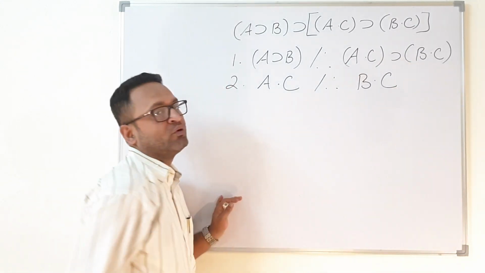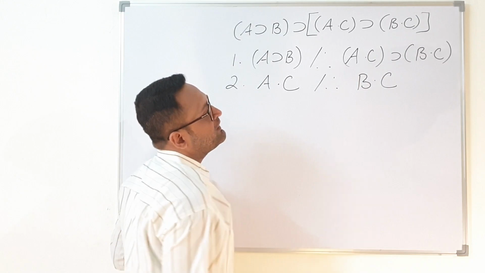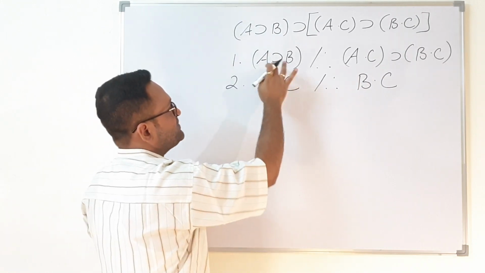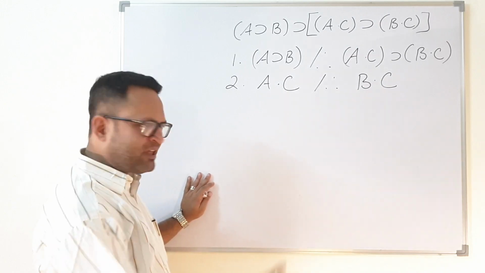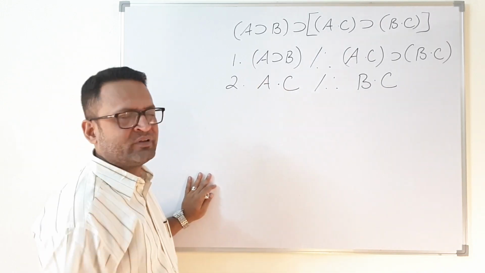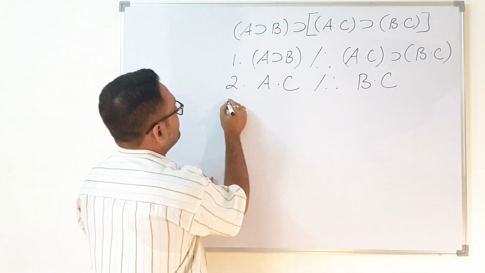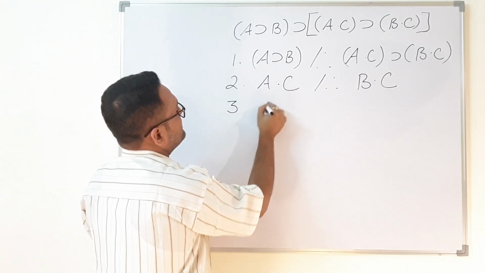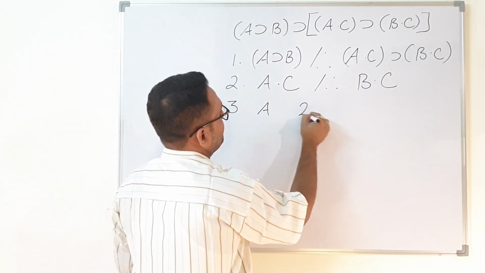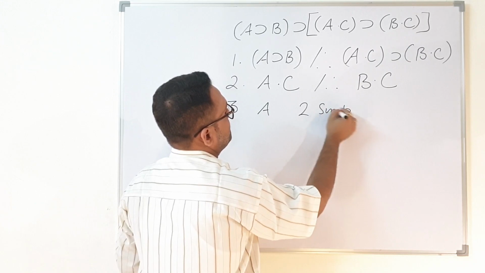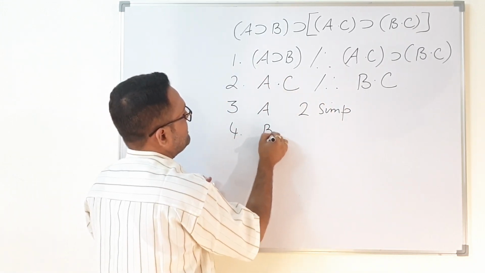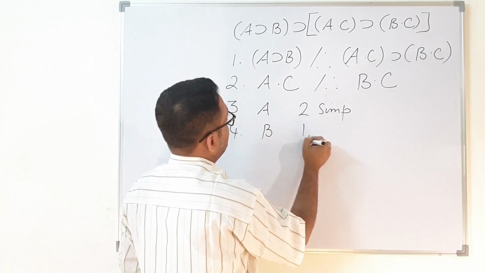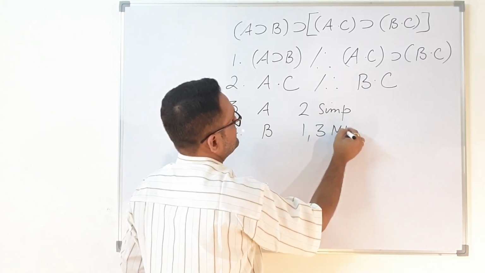Now you cannot apply more conditional proof. So you have to prove that A implies B, A dot C, therefore B dot C. Now this is something which you have to prove. Now you can see that it's peanuts for you. It's so simple. Line number 3, simplify A. Okay. Line number 4, with this you will get B. So 1, 3, modus ponens.